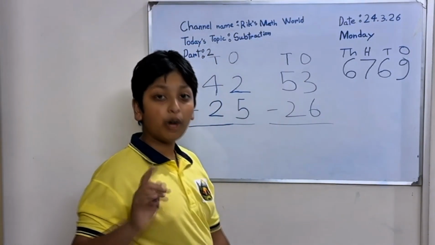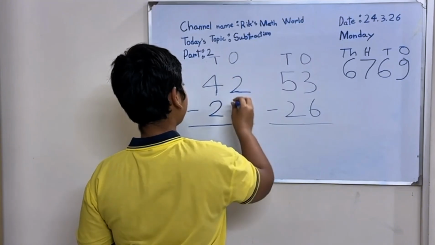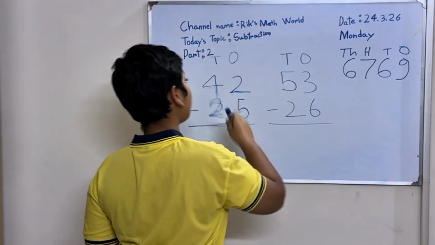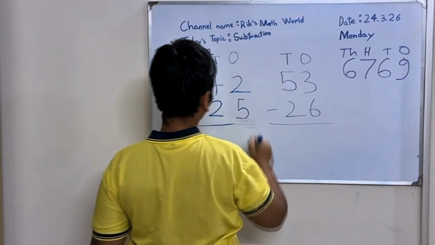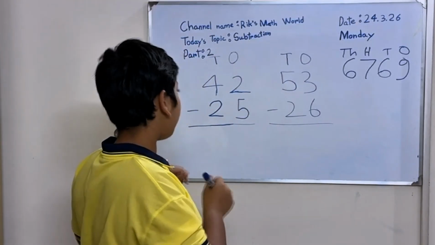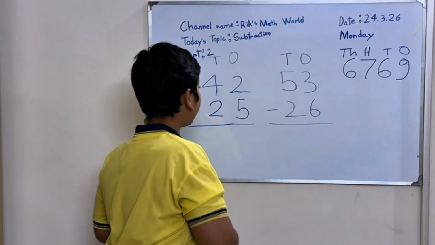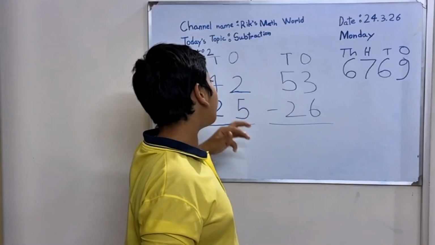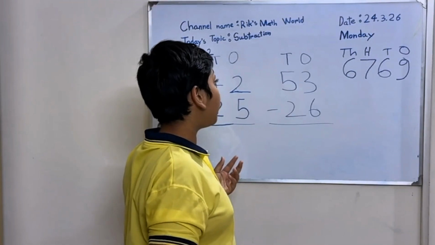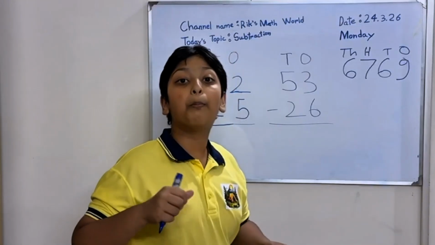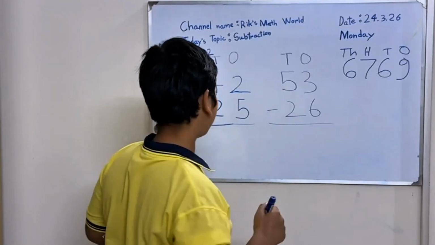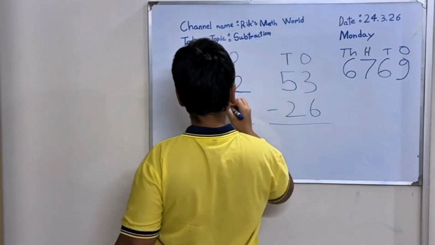Always start from the ones place. This is the ones place and this is the tens place. We will start from the ones place. So we can see here 2 minus 5. But wait, we cannot subtract it because we cannot subtract with a smaller number being above the bigger number. So what do you have to do? We have to borrow from the neighbor. So we will borrow it.